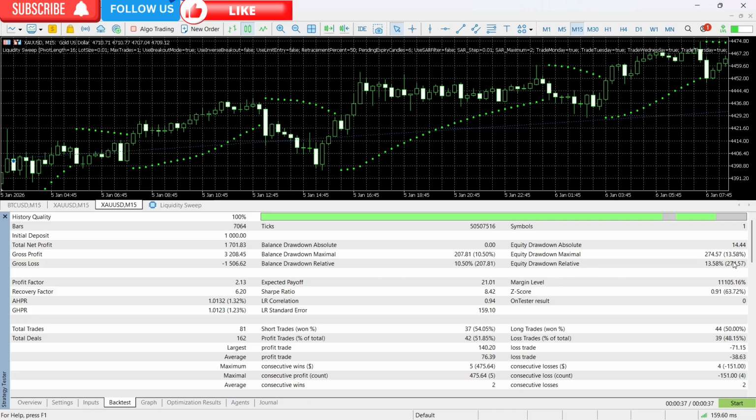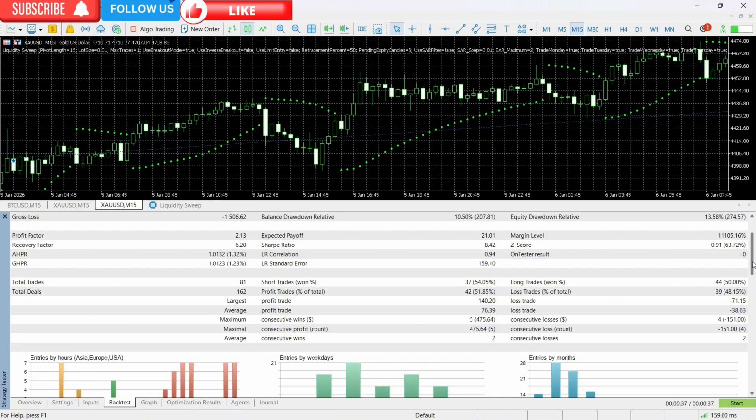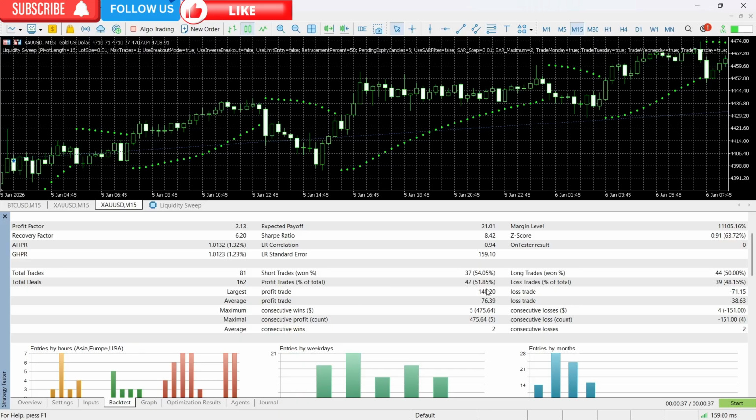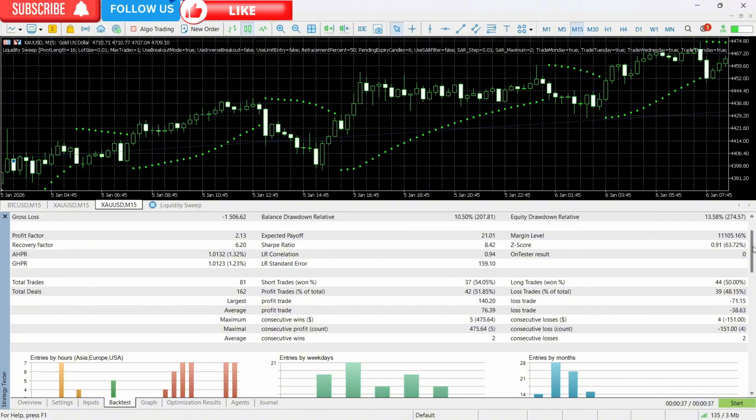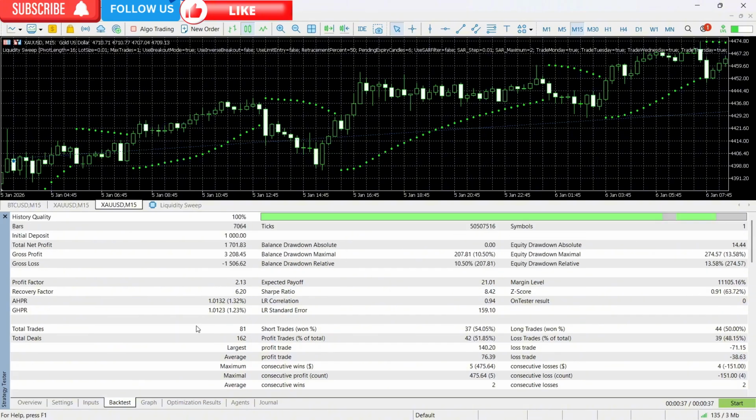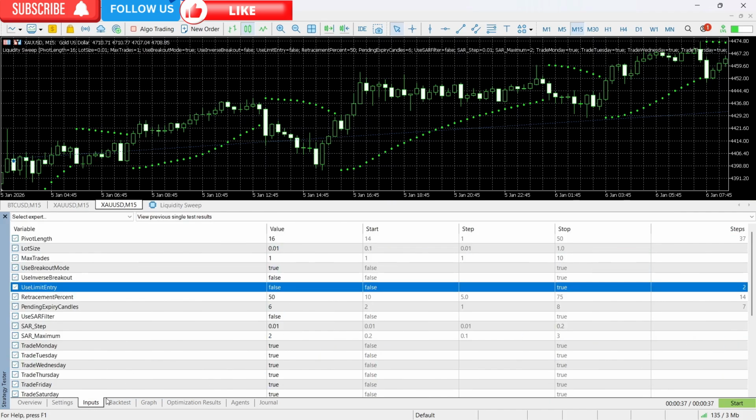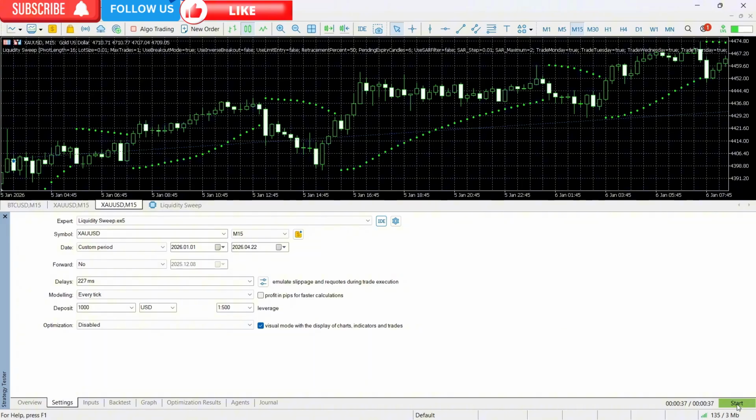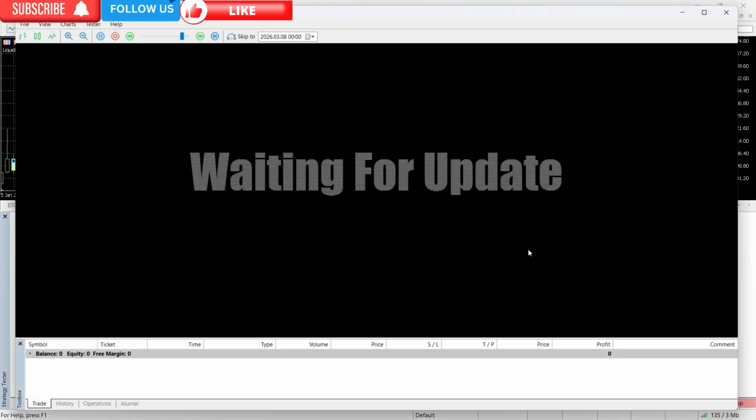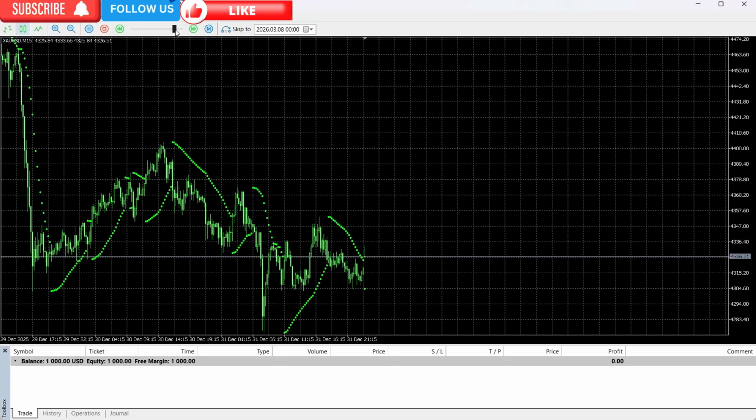Overall drawdown on that breakout mode of 10%, which isn't bad. So the biggest profit trade was $140. Average loss trade is 38. Average win is 76. Profit factor of 2.13. So now let's just look at the visual mode quickly, and I'll just show you exactly how the robot actually functions in visual mode.